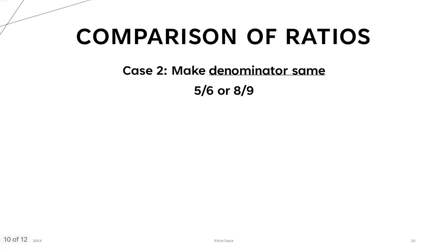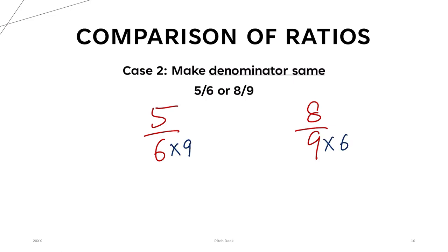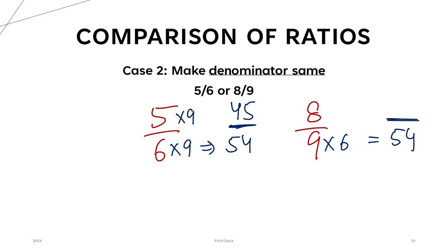Now, another thing: 5 by 6 and 8 by 9 again. Now we are going to make the denominator the same. How can we make the denominator the same? Multiply this by 9 and multiply this by 6. So we get 9 sixes are 54, 9 sixes are 54. I hope this is clear. We have made the denominator the same. Multiply numerator by the same quantity: 45. Here we multiply by 6: 48.